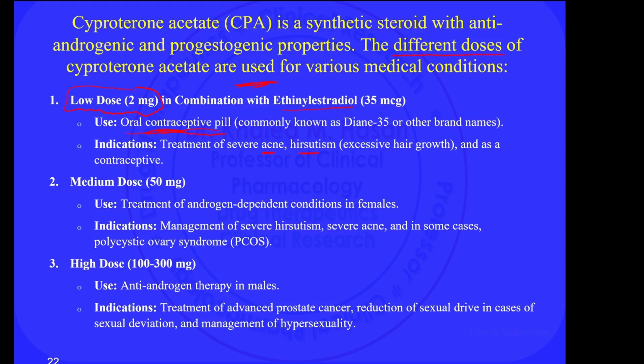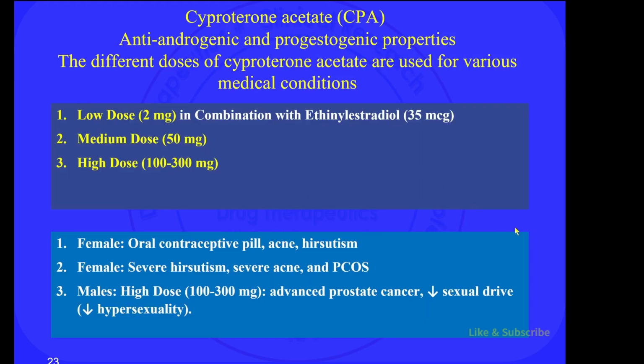We use a medium dose like 50 milligrams, then a high dose of 100 to 300 milligrams. The medium dose is used for polycystic ovary syndrome. I will go to the next slide to show you. Number one, low dose, 2 milligram in combination with ethinyl estradiol 35 microgram. Then medium dose, 50 milligram cyproterone. Then high dose of cyproterone, 100 to 300 milligrams.